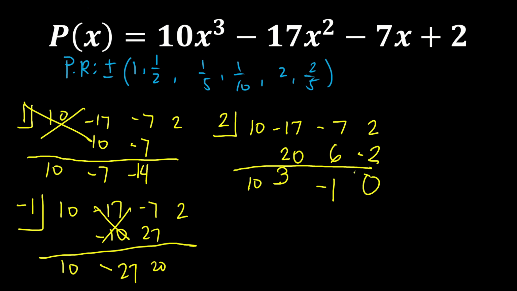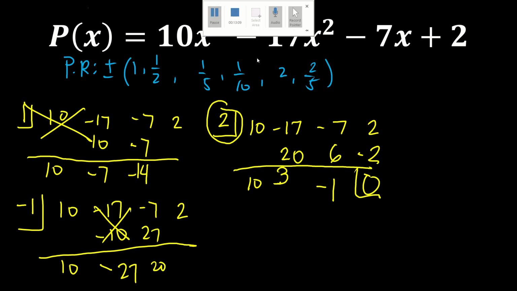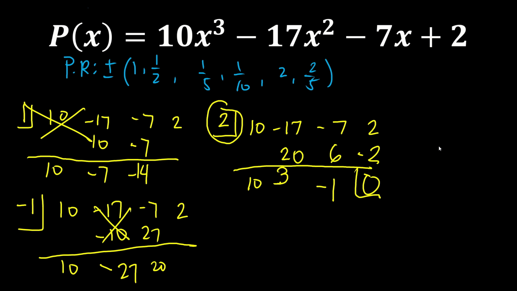Now, since nag-0 tayo dito, walang remainder. Diba? Sabi ng factor theorem, kapag 0 ang magiging remainder, it is a factor. So, may isa na tayong sagot. That is positive 2. May nakalimutan pala tayong gawin.